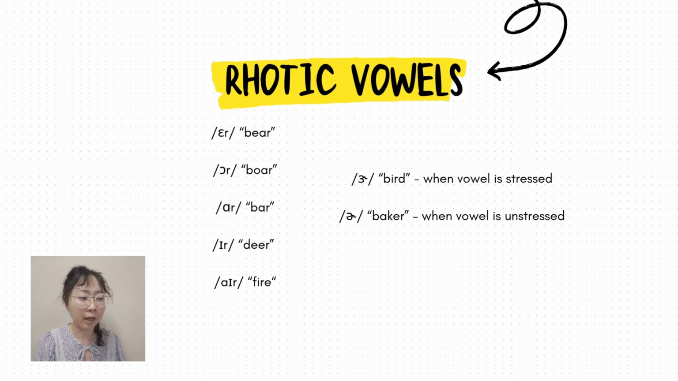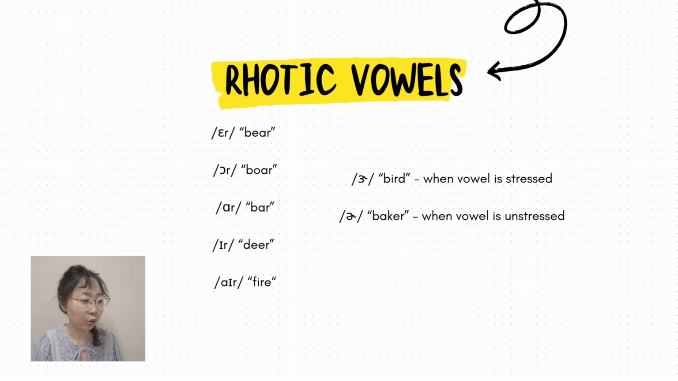But other than that, it might be a little bit hard for Chinese speakers because these sounds do not exist in Chinese. And they are air as in bear, or as in boar, R as in bar, ear as in deer, ire as in fire, er as in bird, and er as in baker.